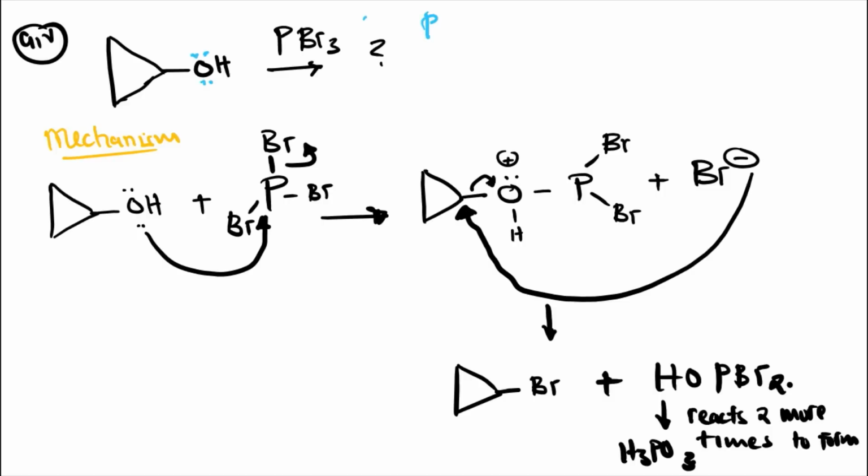tribromide. So this is phosphorus tribromide, which is denoted as PBr3. So what will happen is that the lone pairs of an oxygen are going to attack the phosphorus, and then one bromide is going to move out. This bromide that moves out is going to come and attack on the alpha carbon here. The alpha carbon is the carbon that is attached to the OH.